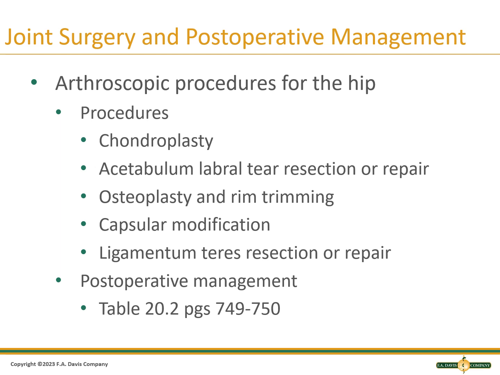So a chondroplasty is going to address the articular cartilage at the ends of the articulating surface. The acetabular repair is going to address the labrum of the acetabulum. The osteoplasty and rim trimming is going to be going in to clean out the acetabulum. The capsular modification is going to address the joint capsule, and the ligamentum teres resection or repair. Remember, the ligamentum teres runs from the femoral head to the center of the acetabulum, and so that would be addressing that ligament.